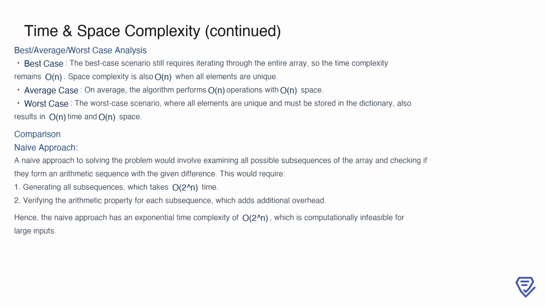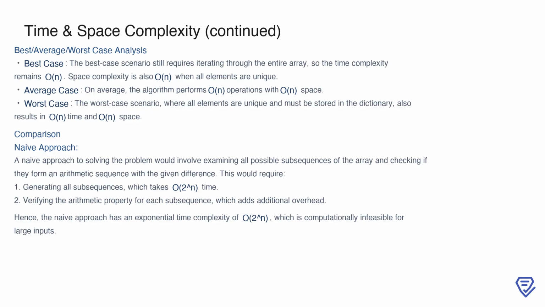of O(n). In terms of best, average, and worst-case analysis, the algorithm consistently requires iterating through the entire array, so the time complexity remains O(n) across all cases. The space complexity is also O(n) in all cases, as the dictionary may store up to n elements when all elements in the array are unique.